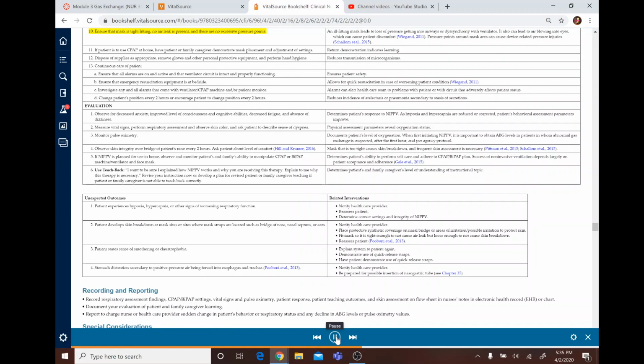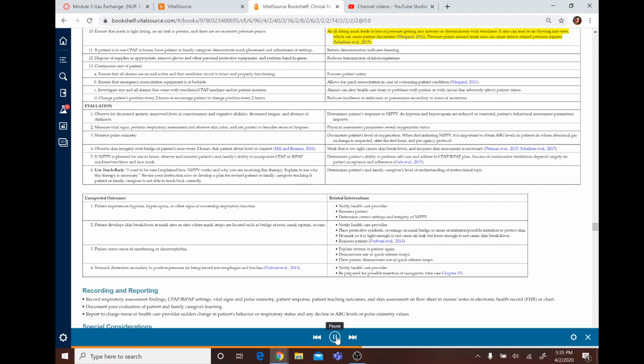10. Ensure that mask is tight-fitting, no air leak is present, and there are no excessive pressure points. An ill-fitting mask leads to loss of pressure getting into airways or dyssynchrony with ventilator. It also can lead to air blowing into eyes, which can cause patient discomfort. Wiegand, 2011. Pressure points around mask area can cause device-related pressure injuries.